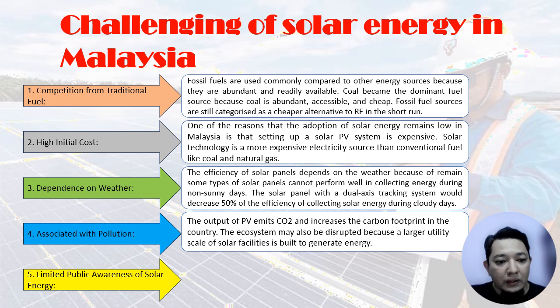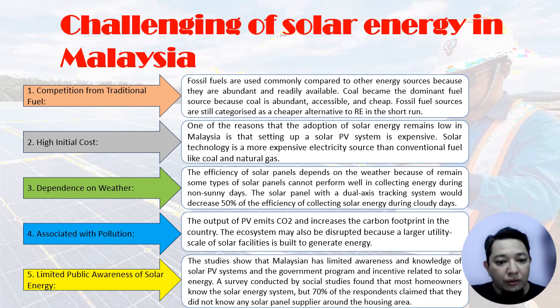Last point, limited public awareness of solar energy. The study showed that Malaysia has limited awareness and knowledge of solar PV systems and the government programs and incentives related to solar energy. A survey conducted by Social Study found that most homeowners know the solar energy system, but 17% of the respondents claimed that they did not know any solar panel supplier around the housing area.